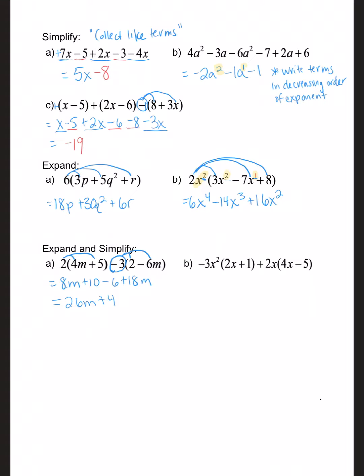Go ahead and try B on your own, remembering to think about what exponent law you're going to use when you expand and then simplify. Okay, there's the solution when you expand and simplify. Hopefully you see that there was a like term with your x squared terms that you could combine. So that's expanding and simplifying. That's all for your notes for today.